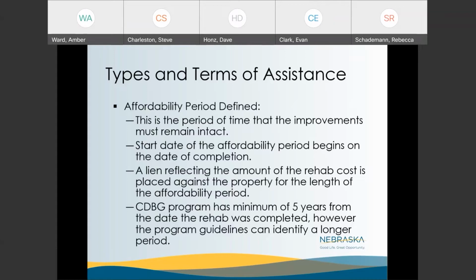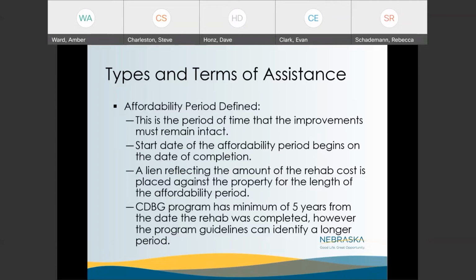The community will also oftentimes place a lien on the property reflecting the amount of rehab cost for the length of the affordability period. So with all collateral, when you're filing a lien, you need to make sure that you also follow through. If you have a deed of trust against the property, you want to make sure you file that at the county level so your lien can be enforced if necessary. The CDBG program also has a minimum of 5 years from the date the rehab was completed. However, the program guidelines can identify a longer period for your affordability period if the community wants to.